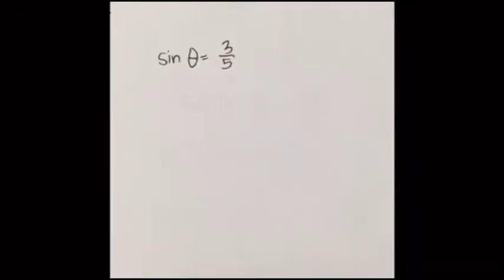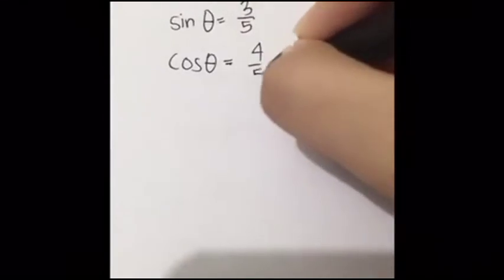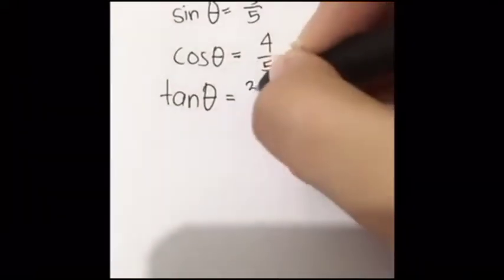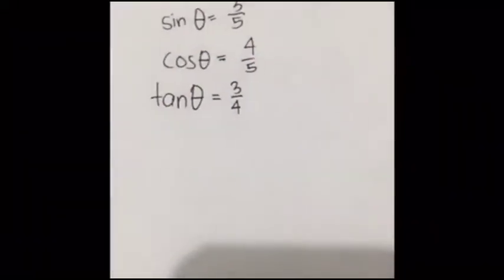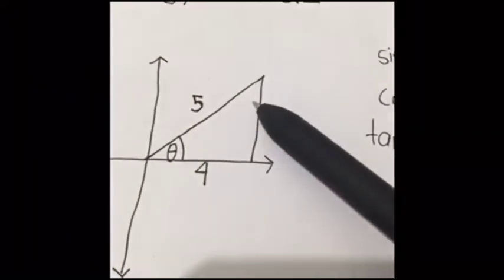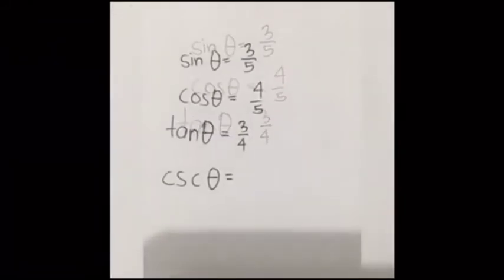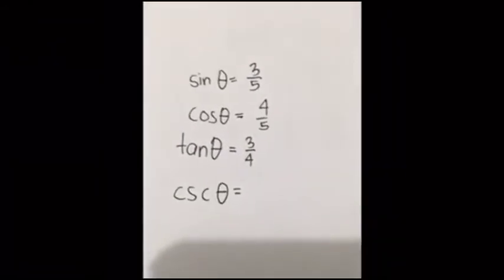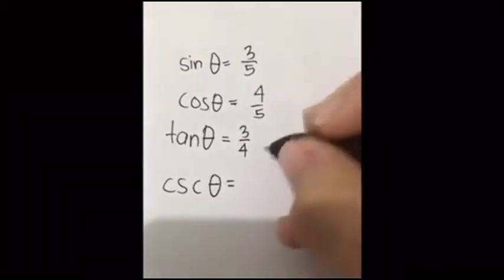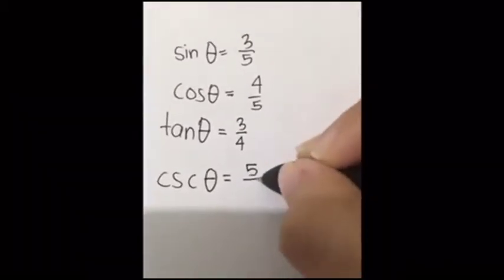We already have our sine, which is 3/5. Our cosine would be 4/5 since it's adjacent over the hypotenuse. Our tangent would be 3/4 since it is opposite over adjacent. Our cosecant would be the reciprocal of sine. So our cosecant is 5/3.